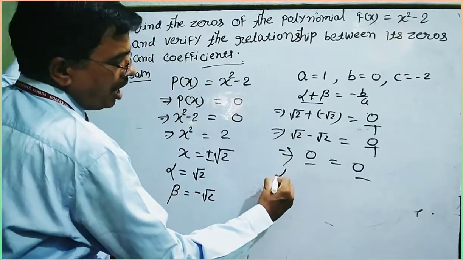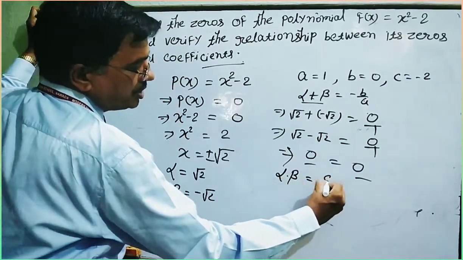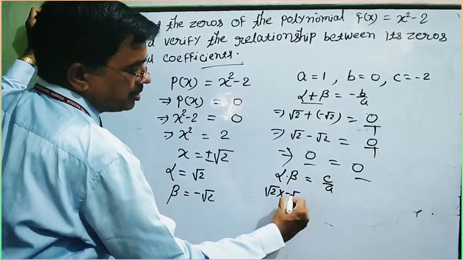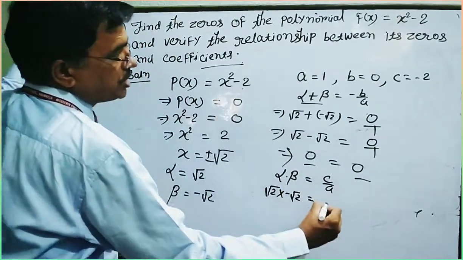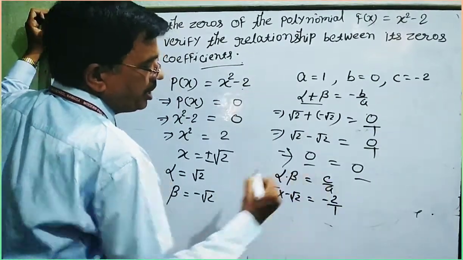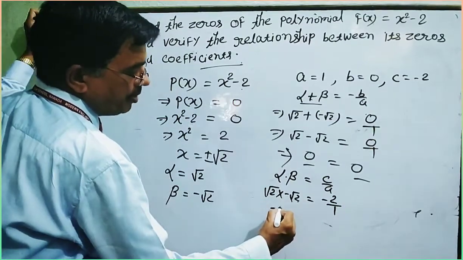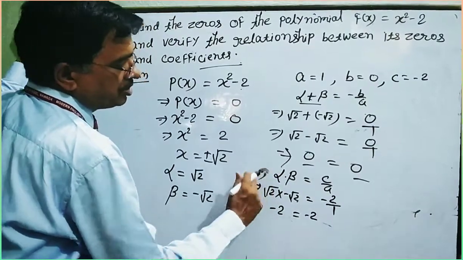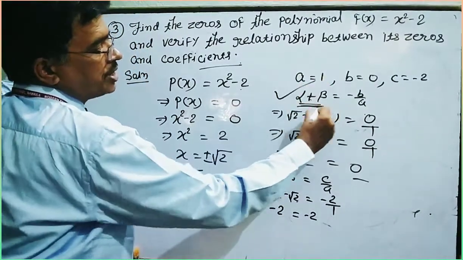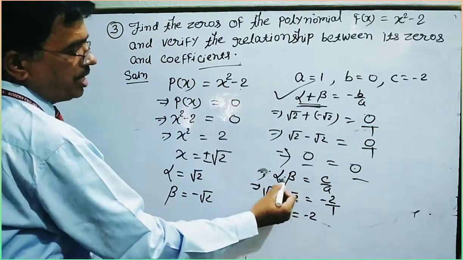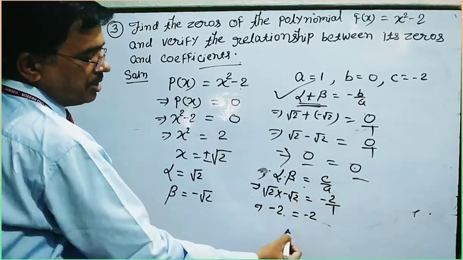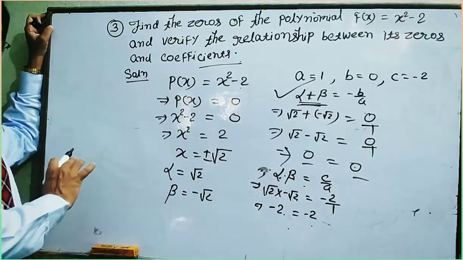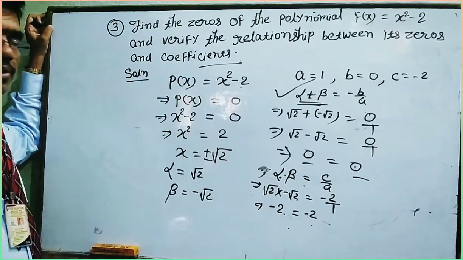Next relation is alpha into beta is equal to c by a. What is alpha? Root 2. Beta is minus root 2. What is c? Minus 2. So this is minus 2 by a, which is 1. Then multiply, and you get minus 2 is equal to minus 2. So the second relation is also satisfied. First relation is the sum of the zeros is minus b by a, and second relation is the product of the zeros, alpha into beta, is c by a. Both are satisfied. So first you find the zeros, then substitute their values and find a, b, c, and then you can solve this problem by this method.